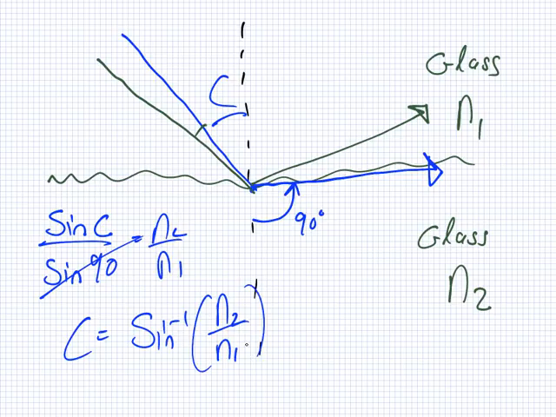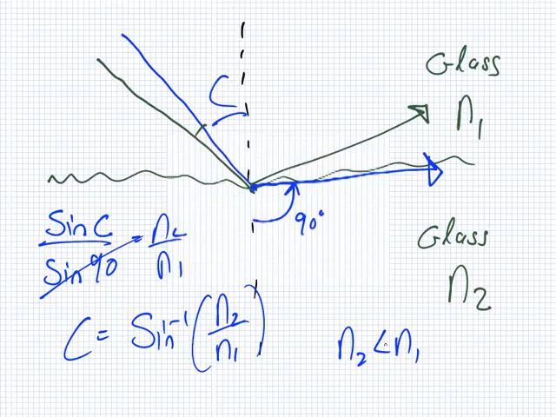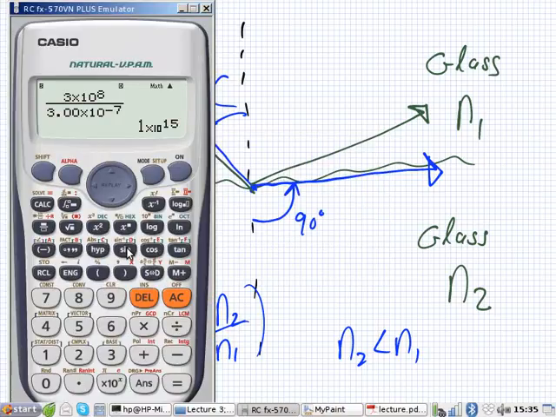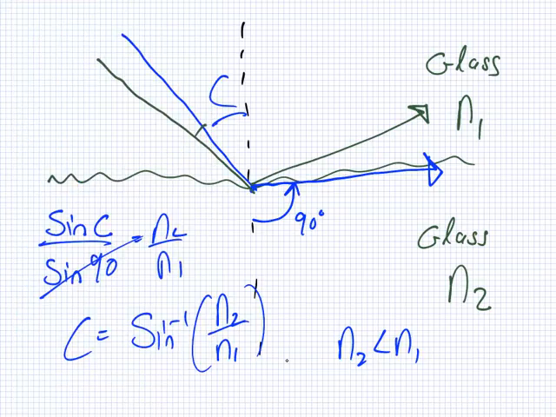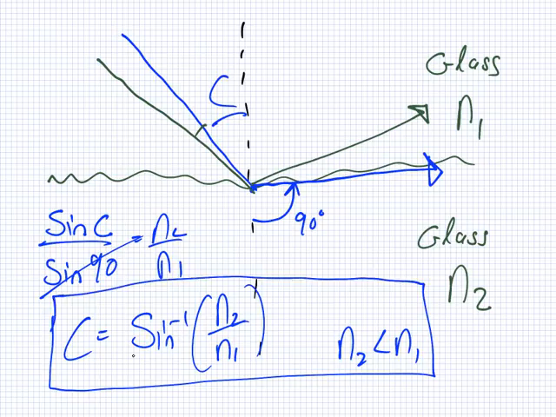So this can only work if N2 is smaller than N1. Because if you try to do it the other way, watch what happens. If you do sine inverse of a big number over a small number, you get an error. It only works if you have a small number over a big number. So in other words, you have a critical angle only in this situation where N2 is smaller than N1. This is the formula.